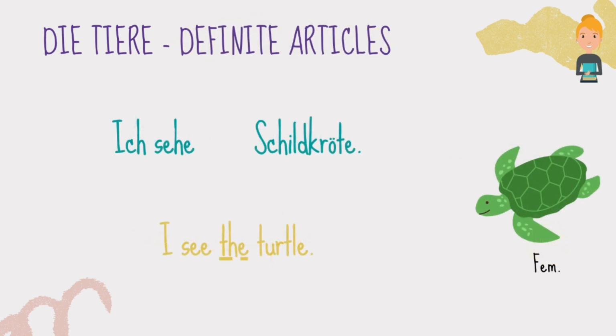Let's try the next few. Here we have the noun Schildkröte, which is a feminine noun. What definite article do we use here? Pause the lesson to take a moment to consider. We would use the definite article die, as it's the feminine definite article.